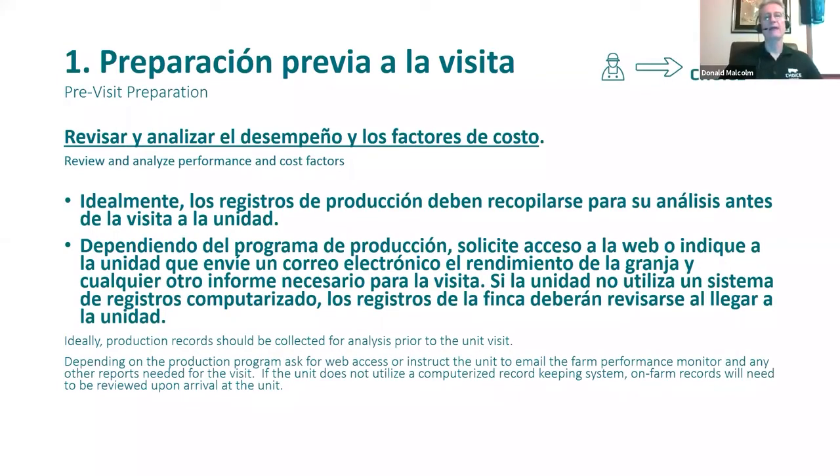Personally, I prefer having web access so that I can pick and choose the specific reports I want, the timeframes I need. Many times when I ask for specific reports, I don't always get what I've asked for. If the unit does not use a computerized record keeping system, you'll have to use the on-farm records, and you'll typically have to wait until you are at the farm to be able to review those.